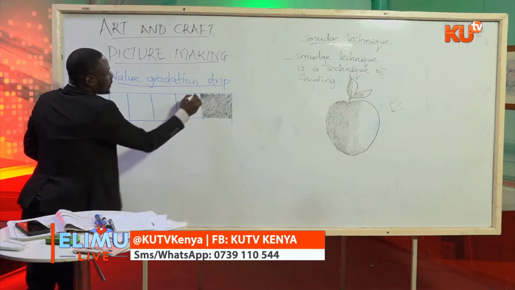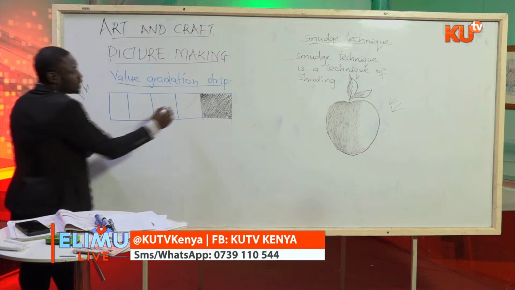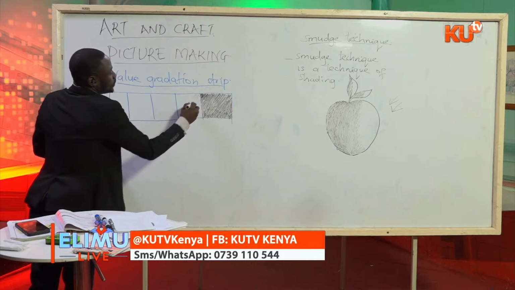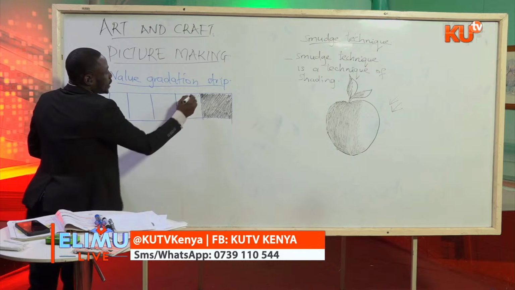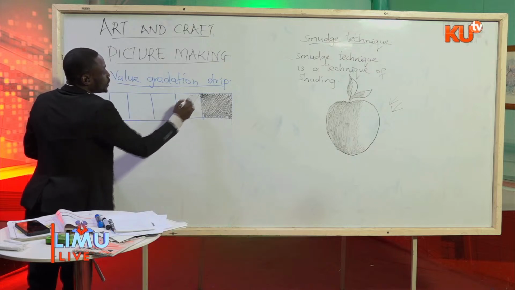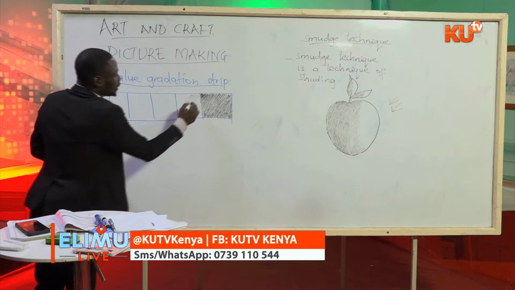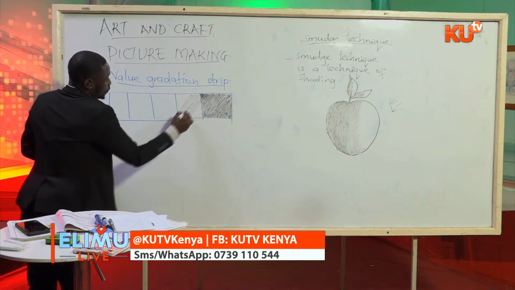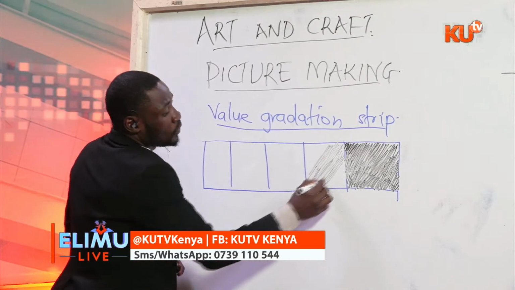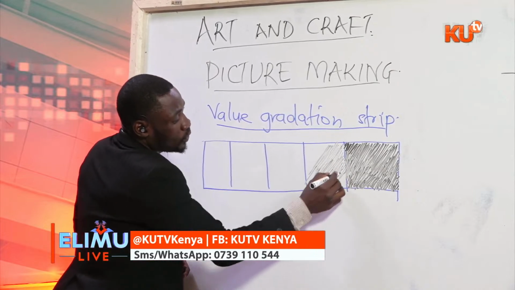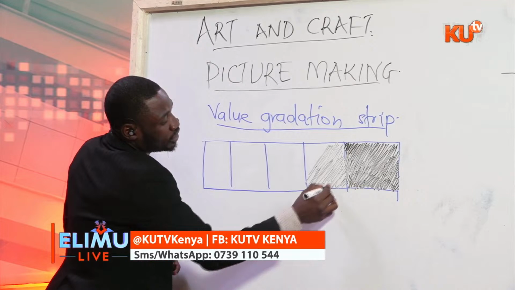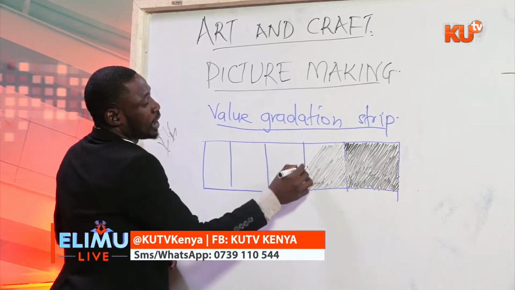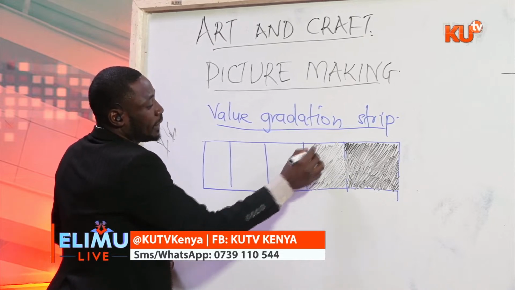And this part, because we are moving towards the light, will be darker. Remember, this side is darkest. This side will be darker. And like I said, we are using the smudge technique. Smudge technique is a technique of shading. We are shading. So my second strip from the right hand side will appear darker.